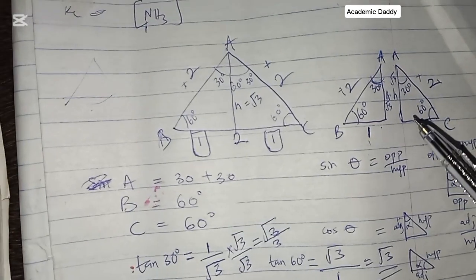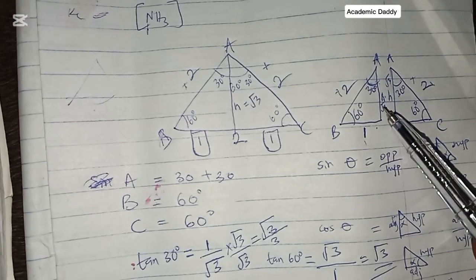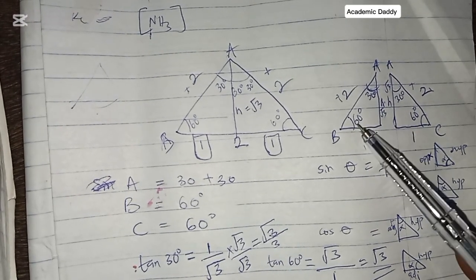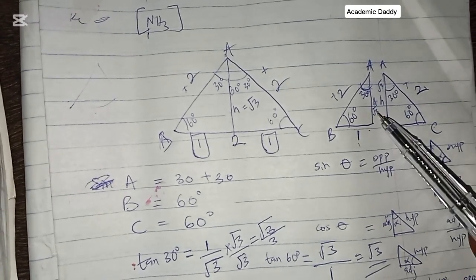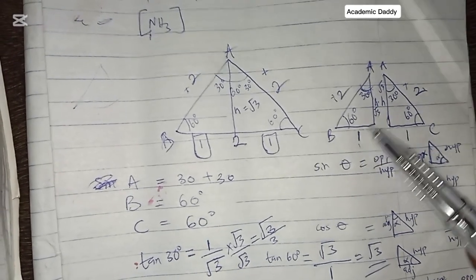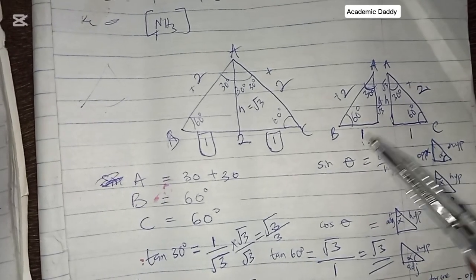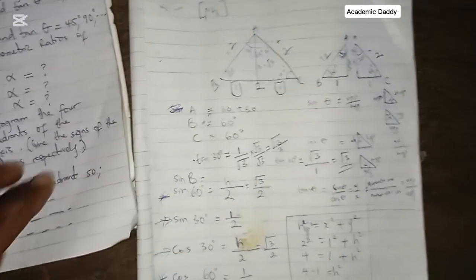Now, for tan 60, opposite over adjacent, the opposite of this is root 3 and the adjacent is 1. So root 3 over 1. You see it? Root 3 over 1, which is the same thing as what? Root 3. So there you have it for that question 4.